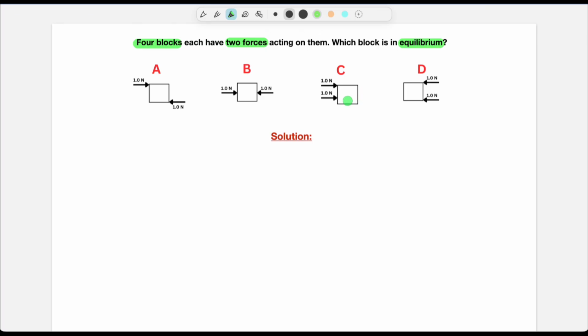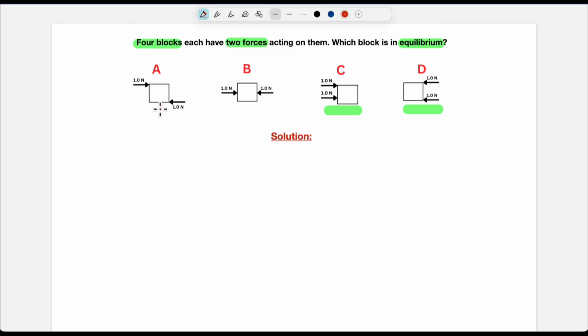In that case, we can eliminate option C. Option C wouldn't be in equilibrium because we have 2 forces that are pushing it to the right. So it is going to accelerate to the right. The net force is going to be to the right. And then with block D, which is a similar case as we saw in block C. However, these 2 forces are pointing in the same direction from right to left. Therefore, we can eliminate option D as well.